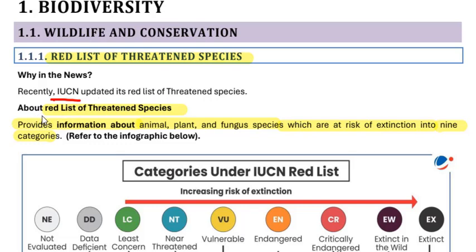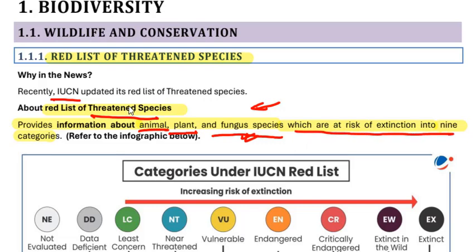Let's see in detail what the red list of threatened species is. It is written that it provides information about animal, plant and fungus species. You need to remember these 3. A question can be asked in UPSC, like for which of the following the red list is generated: plant species, animal species or fungus. The answer is all of the above, that is animal, plant and fungus species. Generally we get confused about fungus. Of course fungus is also included, which are at risk of extinction, into 9 categories. 9 different categories are mentioned for this.